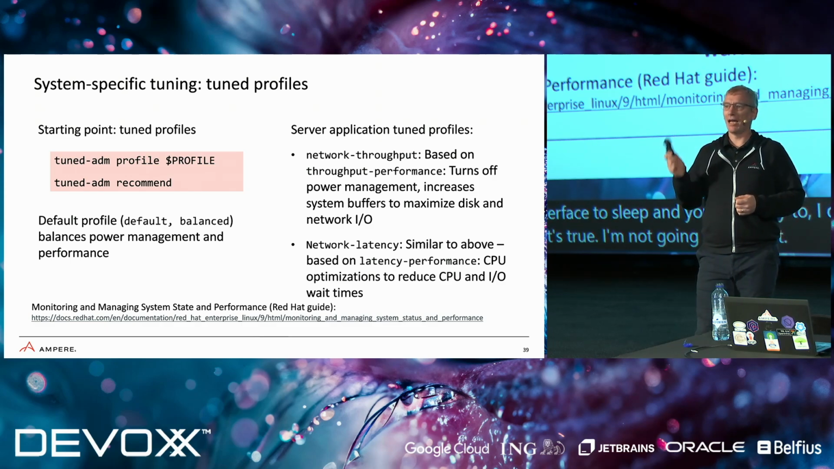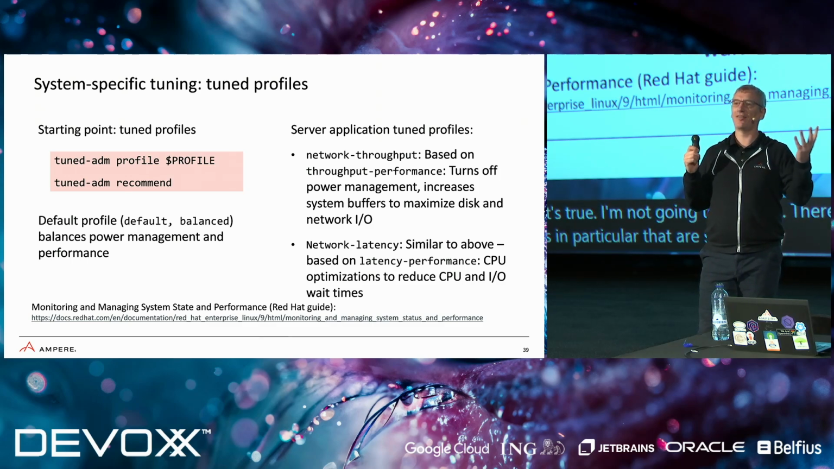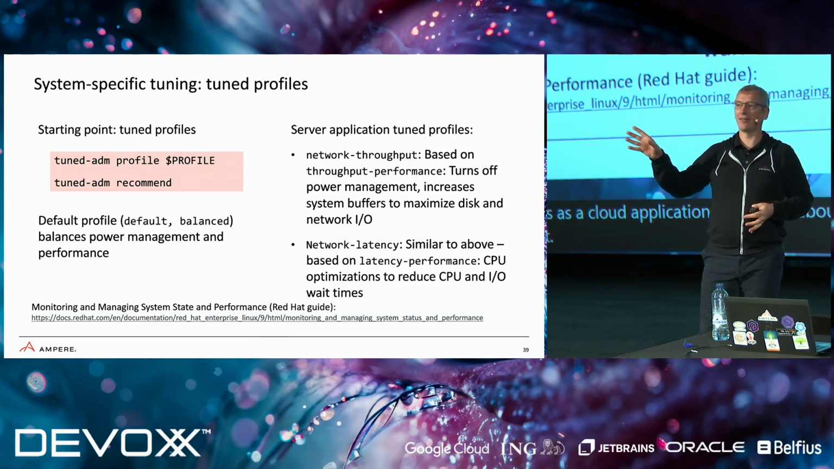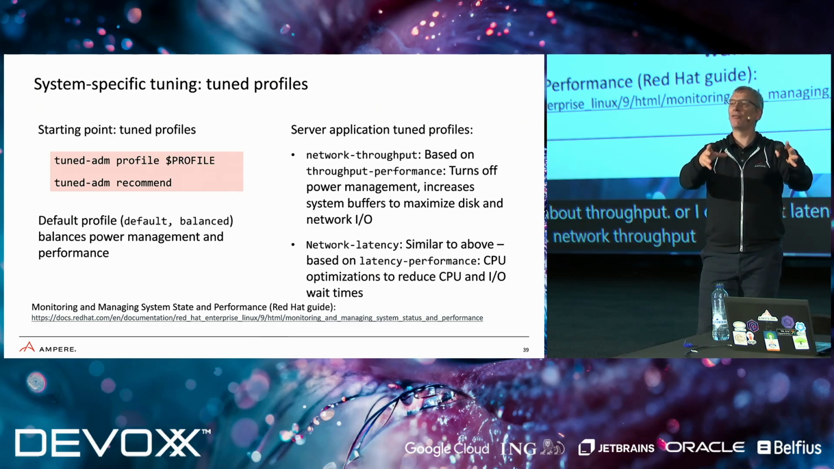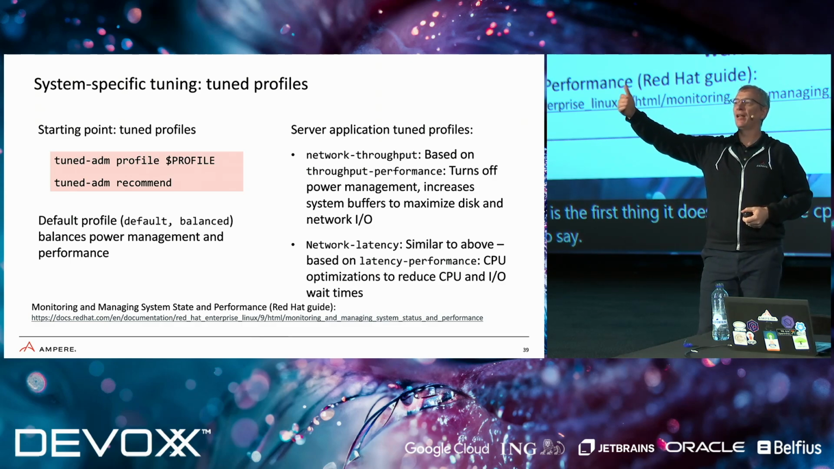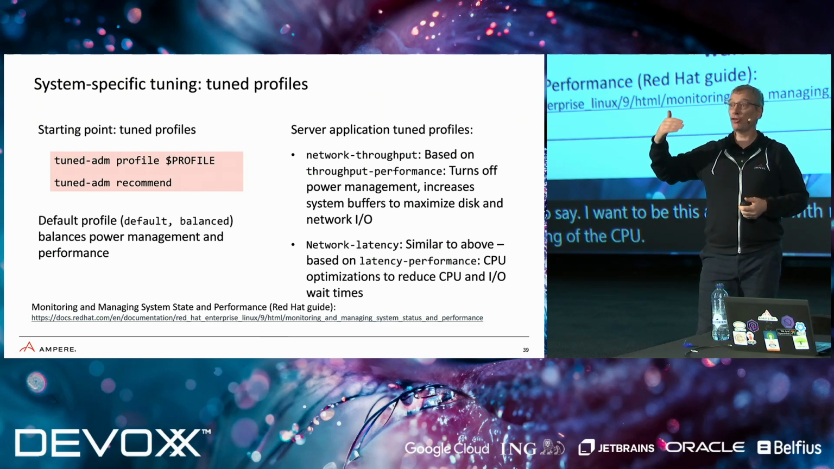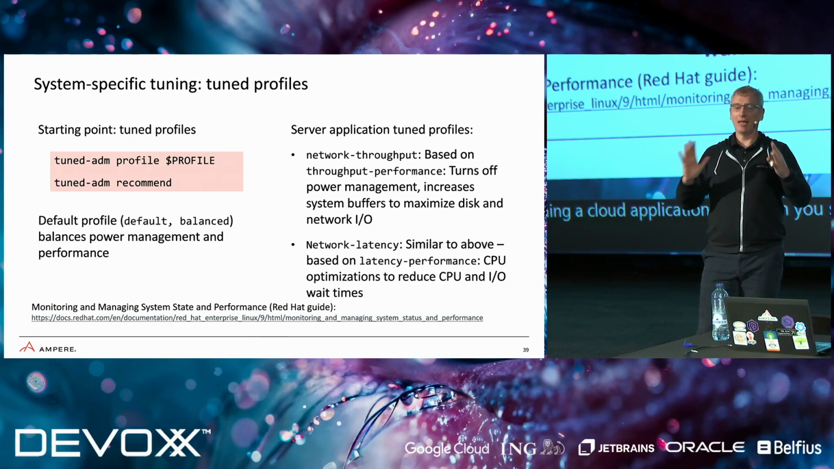There are two profiles in particular that are specifically for, I am running this as a cloud application and I care about throughput, or I care about latency. Those are network throughput and network latency. What these profiles do is, the first thing it does is it sets the CPU governor to say, I want to be this aggressive with my power saving of the CPU. That should be performance if you're running a cloud application. And then you say, I care about throughput or I care about latency.